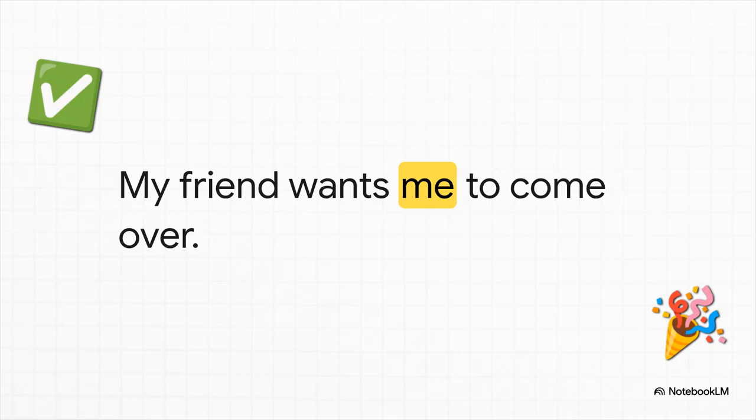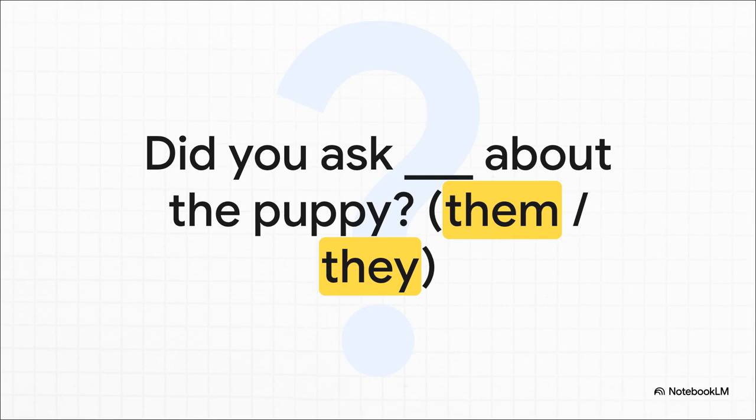Well, if you guessed me, you nailed it. And why? Because you are the object receiving the action of the verb. Your friend is the one doing all the wanting. You're just the one receiving the invitation. Okay, let's try another one.